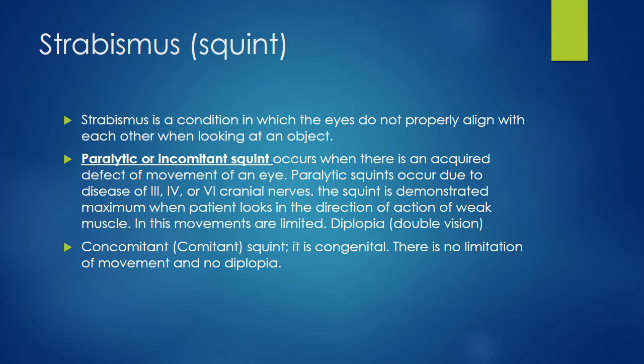The squint is maximum when the patient looks in the direction of action of weak muscle, and in this type of squint, movements are limited and there is diplopia, that is double vision. While concomitant type of squint is congenital and there is no limitation of movement and there is no diplopia in this type of strabismus.